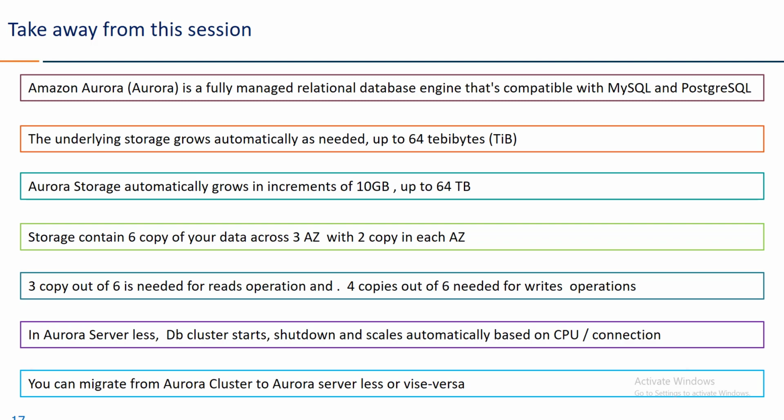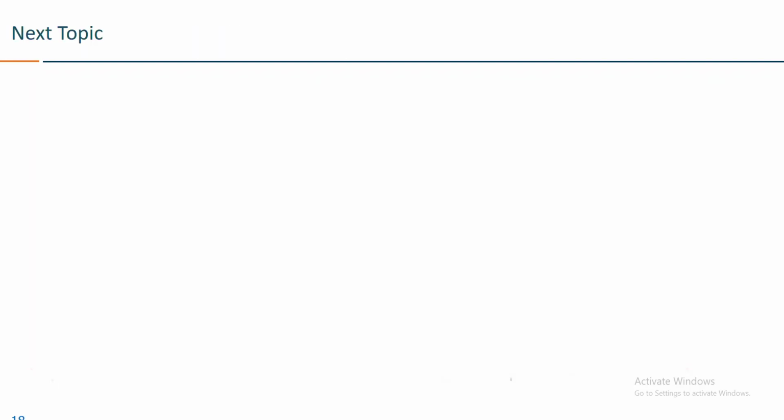In Aurora Serverless, the DB cluster starts, shuts down and scales automatically based on CPU and connections. You can migrate from an Aurora cluster to serverless or vice versa. But you need to keep in mind the limitations. If a cluster is global, you can't convert it to serverless, and if you are in serverless, there are some limitations present.